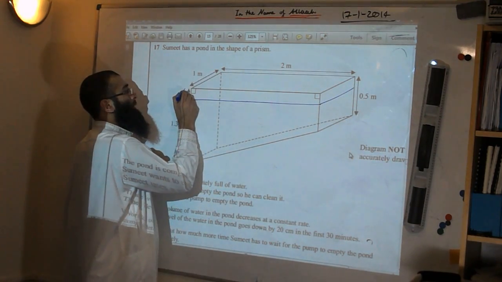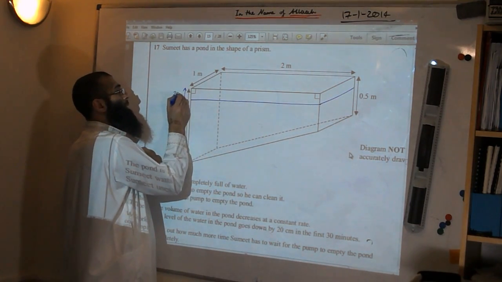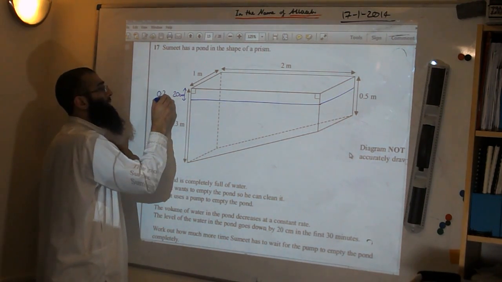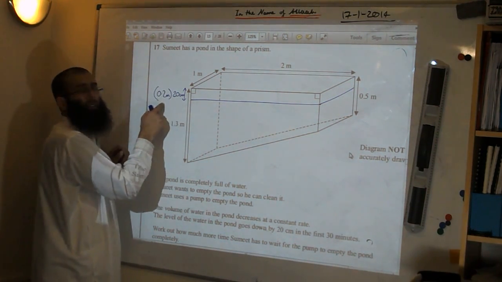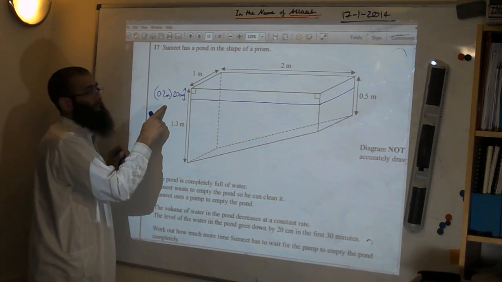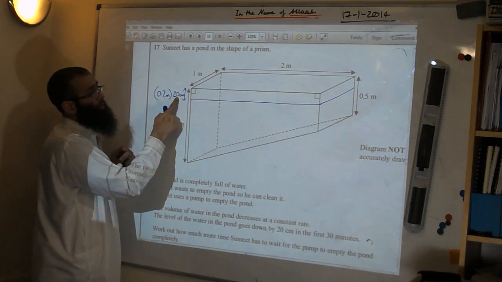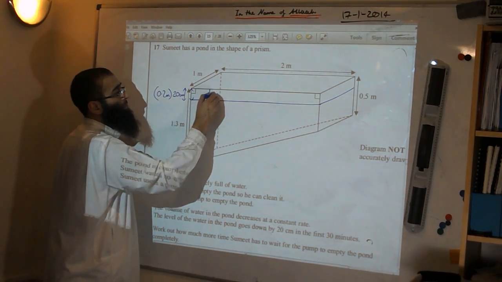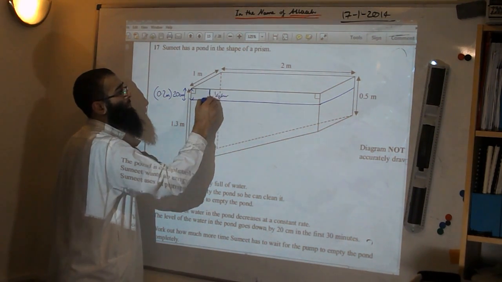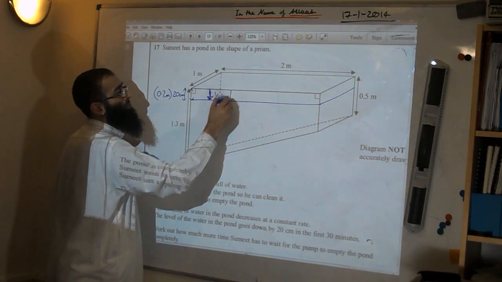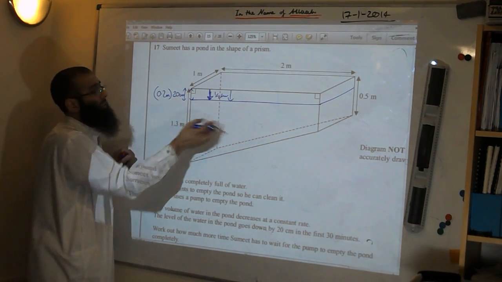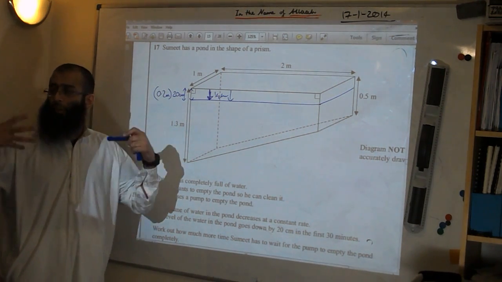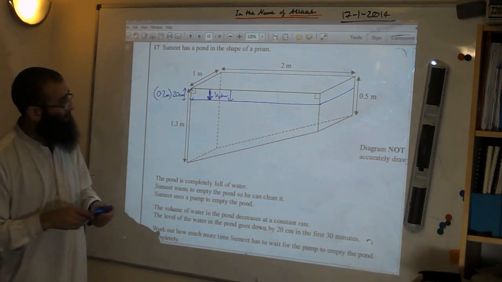So we lose 20 centimeters, which is how much of a meter? 20 centimeters is 0.2 meters, which is that divided by 100. That's how much we lost in the first, how much time? Half an hour. It's taken half an hour to go down to that level. So what we're going to do now is work out the volume of the water that has actually been drained out in the half an hour.